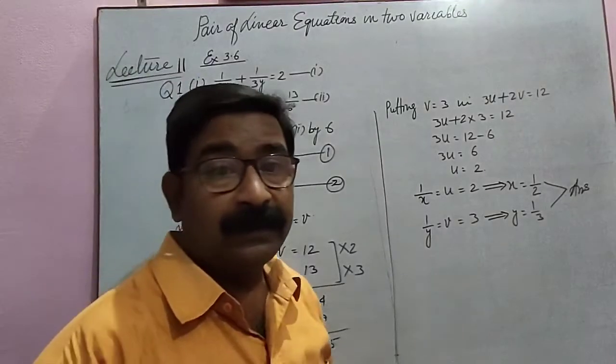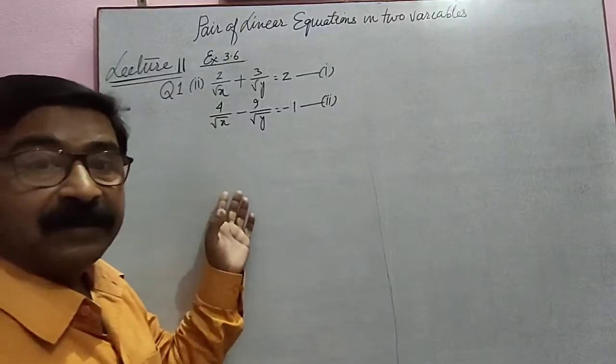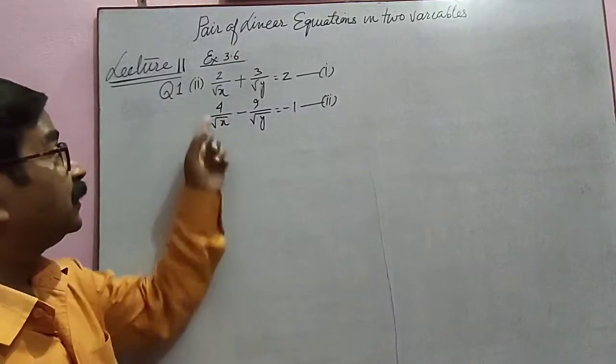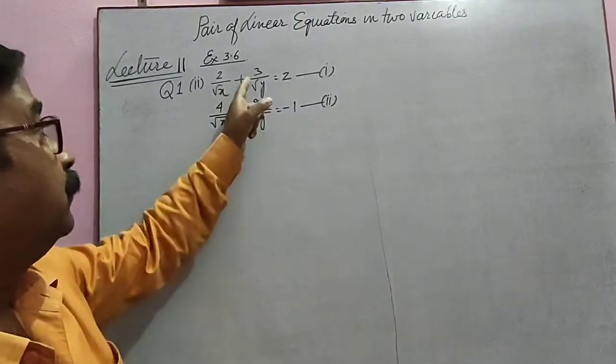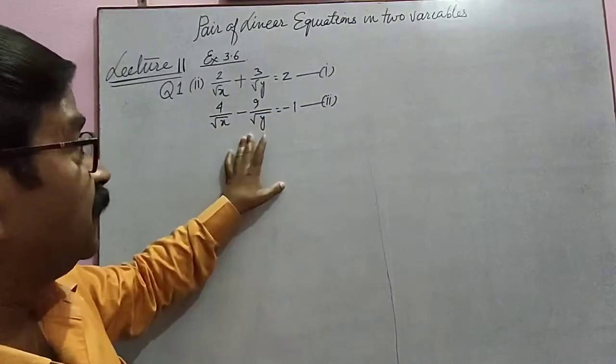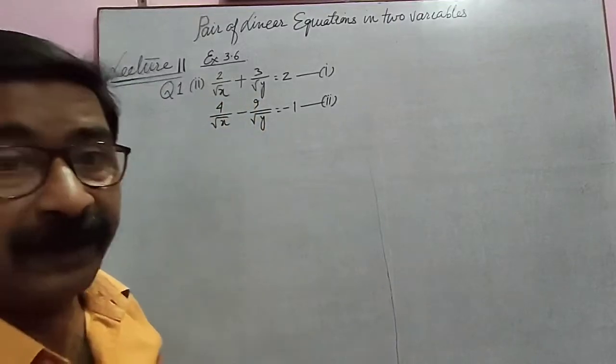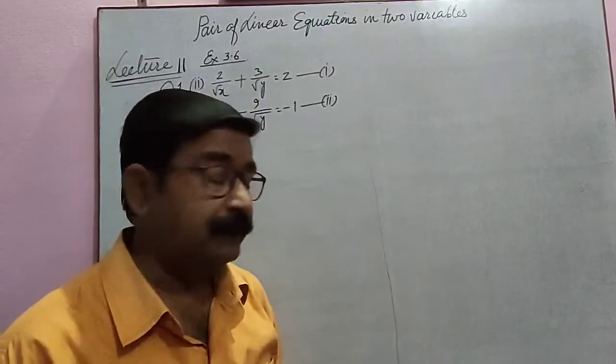Is it okay? Now in second part we have the same question, like 2 upon root x plus 3 upon root y is equal to 2, 4 upon root x minus 9 upon root y is equal to, here x and y are in root and we have to find the value of x and y.